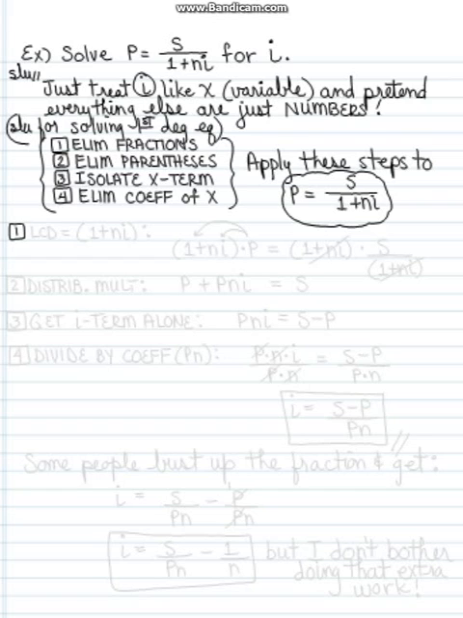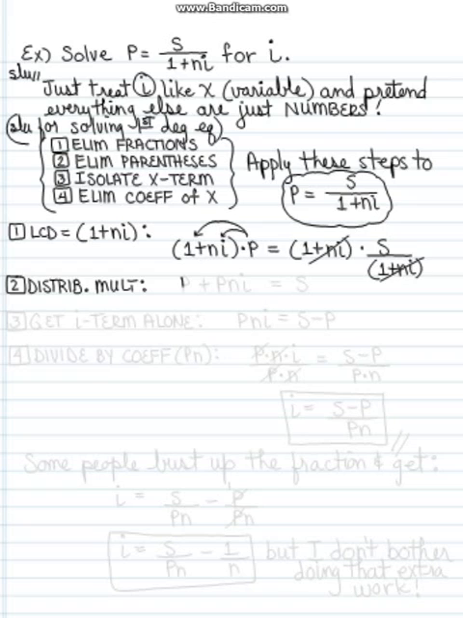Step 1, look at the problem. What is the LCD? It's the only denominator in the problem, 1 plus N times I. We're going to multiply both sides of this equation by the LCD in order to eliminate the fraction. Once we do this multiplication, we get a cancellation on the right side, and now we're ready to distribute multiplication in step 2 to eliminate the parentheses. So distributing multiplication by P, we get P plus P times N times I equals the other side, which is just S.